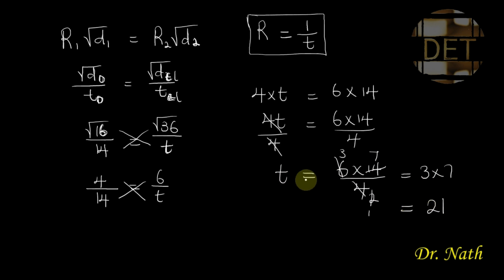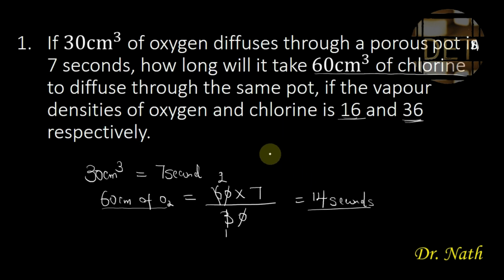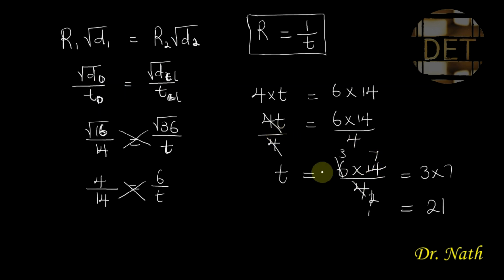So the question is, how long will it take 60 centimeter cube of chlorine to diffuse through the same pot? The time it will take 60 centimeter cube of chlorine is equal to 21 seconds. So this is our time.